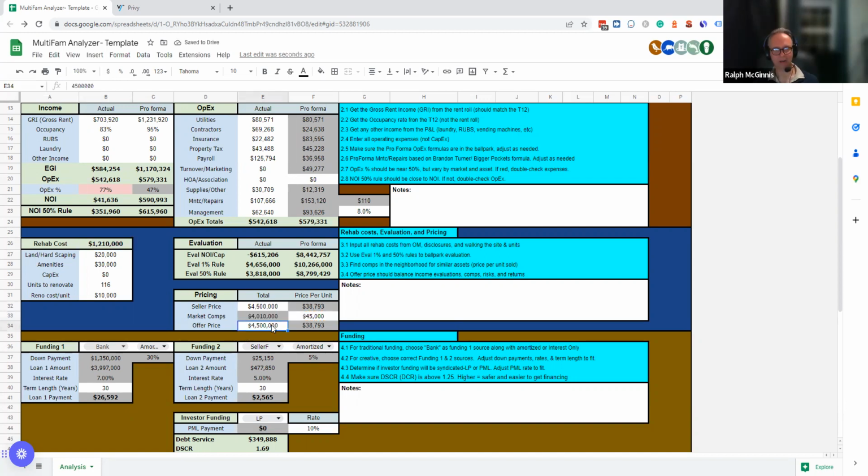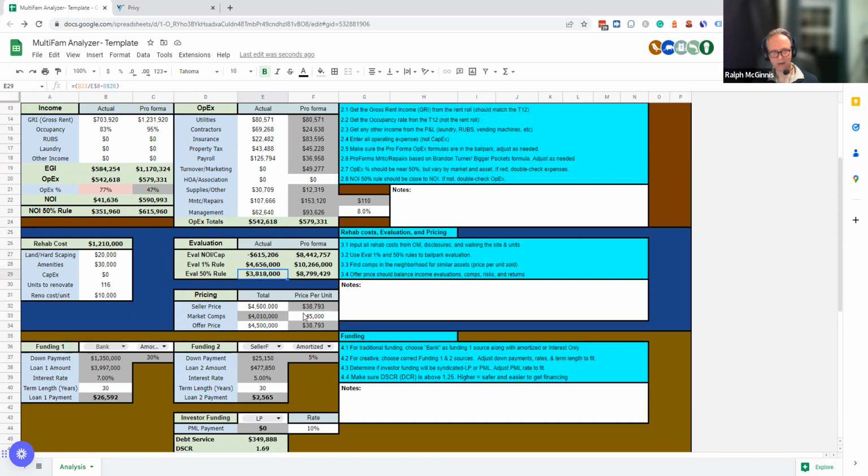And then over here, this is your offer price. So you can say based off of the evaluation, the 50% rule says 3.8, the 1% rule says 4.6, but I trust the 50% rule more. I don't trust this at all simply because there's something wrong up here. Basically it's because of the fact that it's mismanaged. It's not a good property as it stands right now. So that evaluation doesn't work. So this one and this one, I trust the 3.8 more than the 4.6.